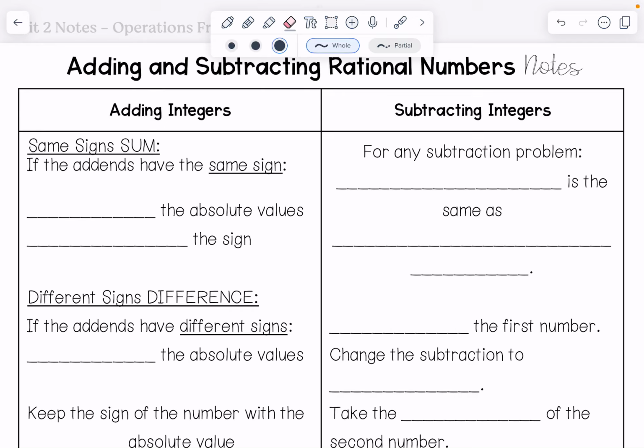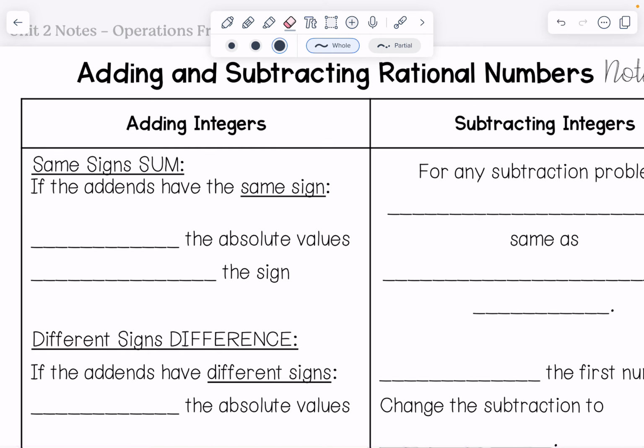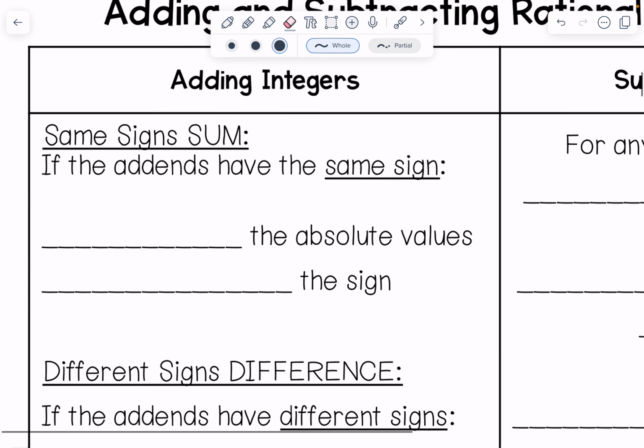Hi, seventh graders. Today we are going to be talking more about adding signed decimals together, so adding those positive and negative decimals. In your notes, we're first going to just review what we know about adding integers.